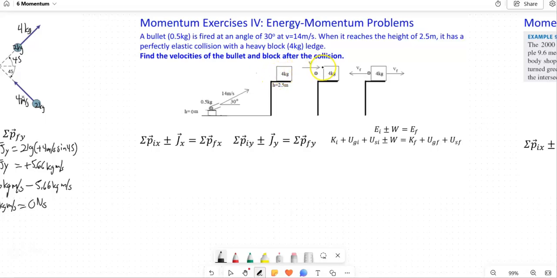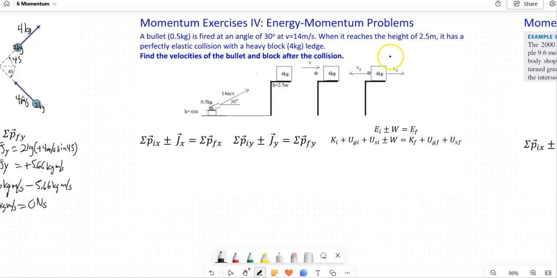And it's going to impact this 4 kilogram ball in an elastic collision, where it's going to push the 4 kilogram block to the right with some final velocity, and the 4 kilogram block is going to push the 0.5 kilogram ball to the left after the impact. This is one of those problems where energy and momentum are playing off of each other, and we have to figure out what is going on.